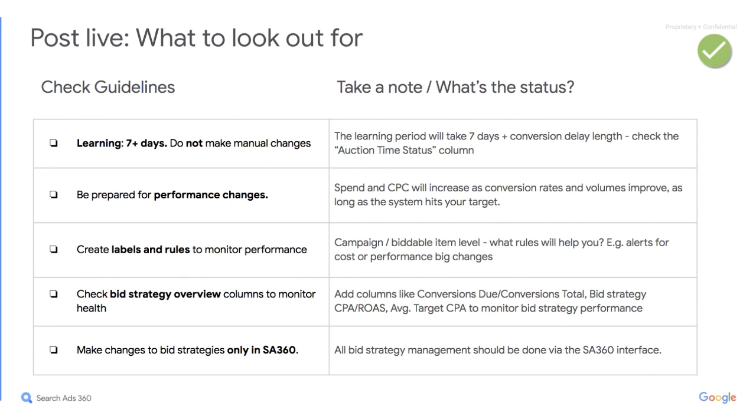You can create labels and rules to monitor performance. So, for example, I want to receive a notification if I'm experiencing big changes in performance. So you can review that everything is going smoothly. You can also check the bid strategy overview columns to monitor the health, to make sure that you don't have any restrictions. And finally, do not make changes to auction time bidding in Google Ads. Make it only in Search Ads 360.